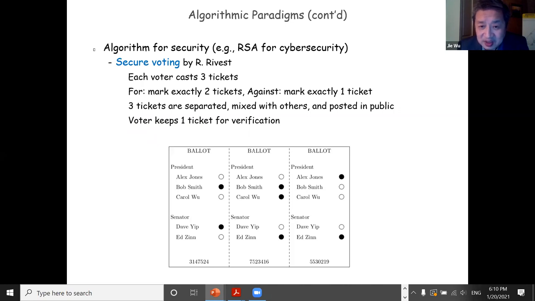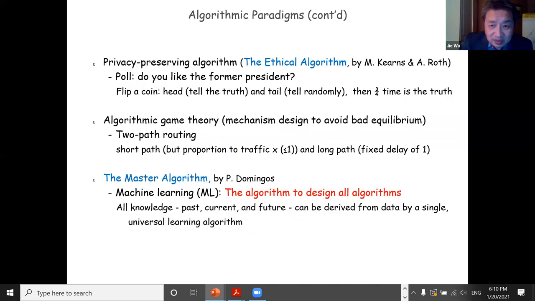And actually there is a lot of debate on this kind of voting, and I could spend weeks talking about what the potential issues are. But it's a very smart way, right? To ensure security and privacy, right? So let's look at a few more examples. There are lots of exciting things.